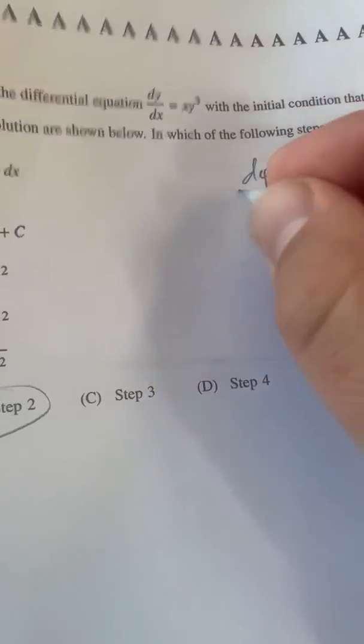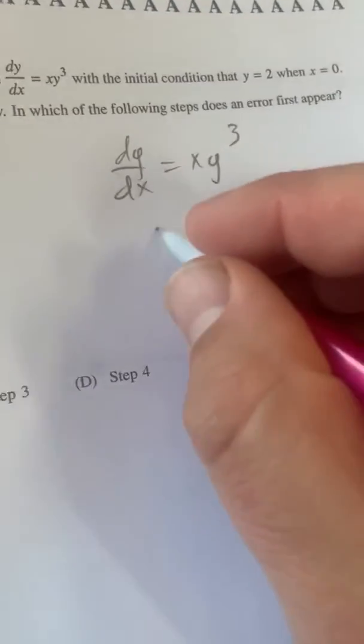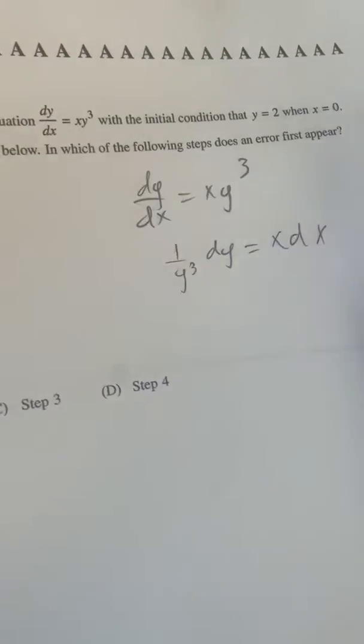Okay, so another separation of variables. Again, we haven't formally covered this, but we are seeing quite a few of them. So I have x, y cubed. So if I was going to solve this, I would start by dividing by y cubed and multiplying by dx. So they did that in step 1, and then they integrated.